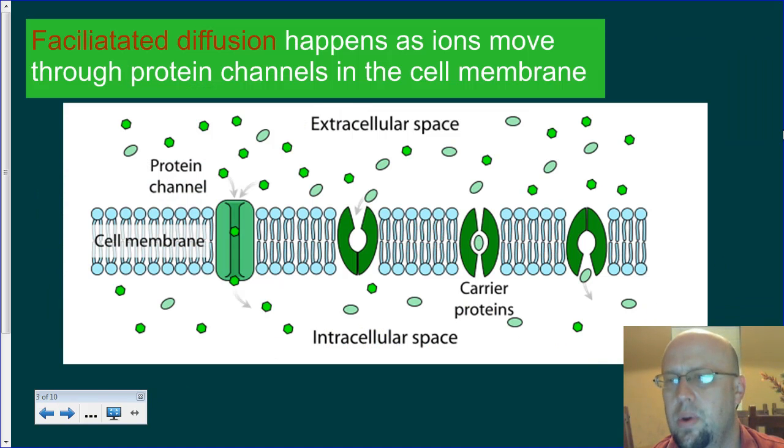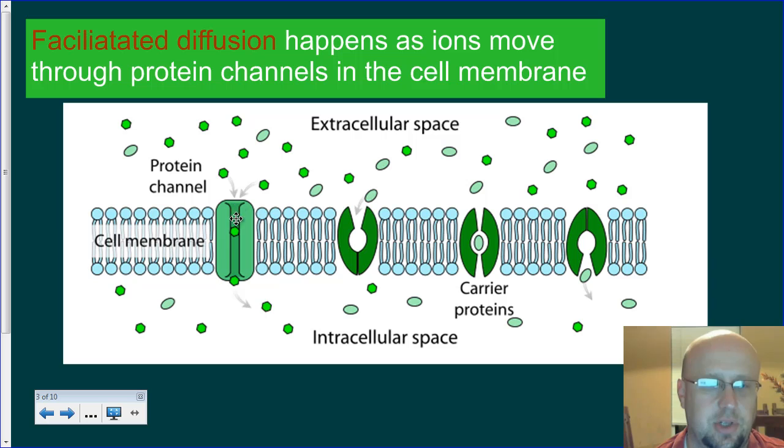Okay, so we mentioned earlier the idea of facilitated diffusion. Now, what facilitated diffusion means is that diffusion would normally happen across the cell membrane, sort of like we just saw. But there are some particles that are a little bit bigger and can't as easily fit through the cell membrane. And so facilitated diffusion means that there are going to be protein channels that are going to allow that diffusion to take place, okay?